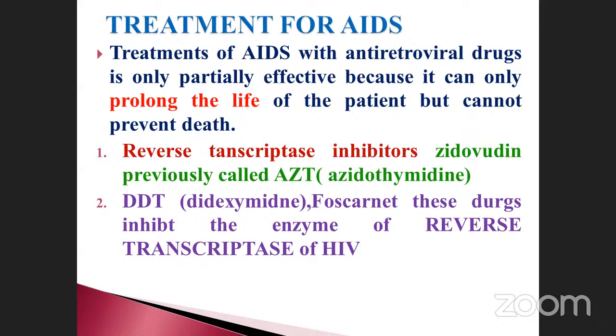The drugs only partially affect it, because they can only prolong life. There is no permanent cure. They cannot prevent death. Those who are suffering from AIDS, once the disease takes hold, it will lead to death only. It is not curable, so it may only extend their lifespan. That is the reason. How will it be?